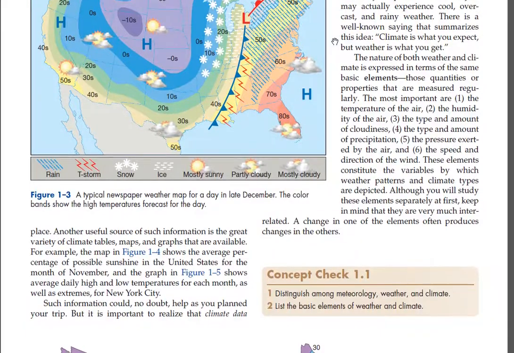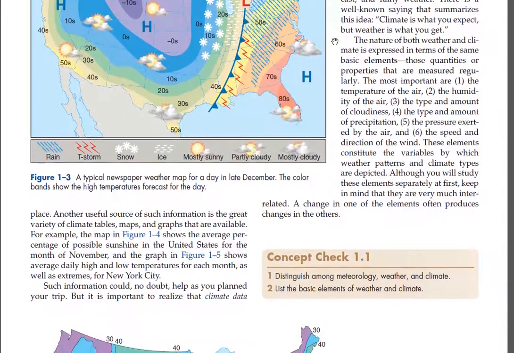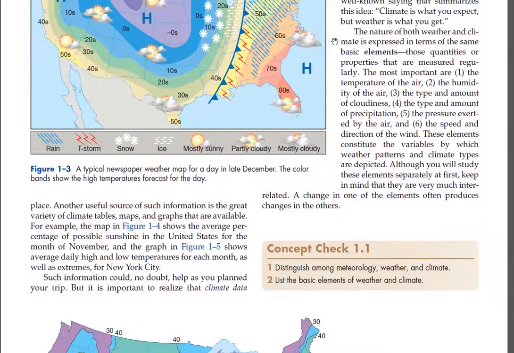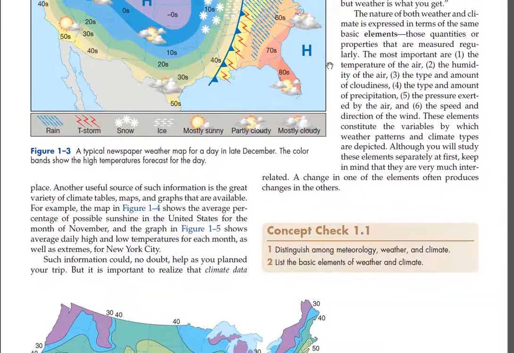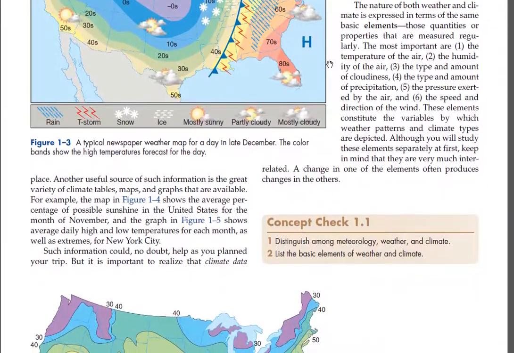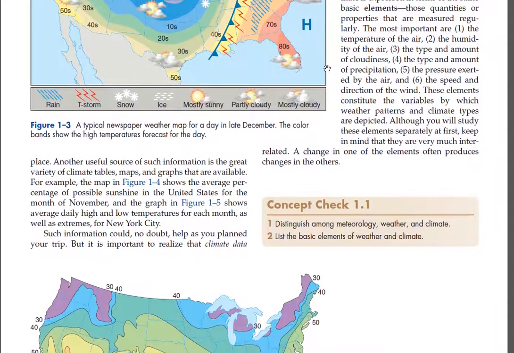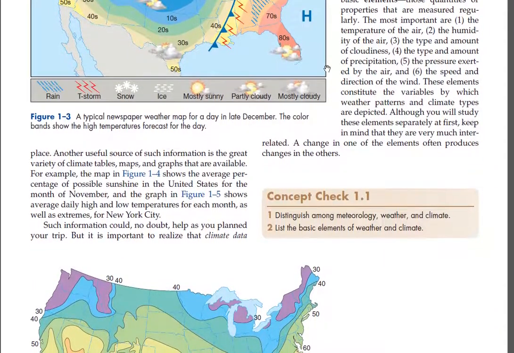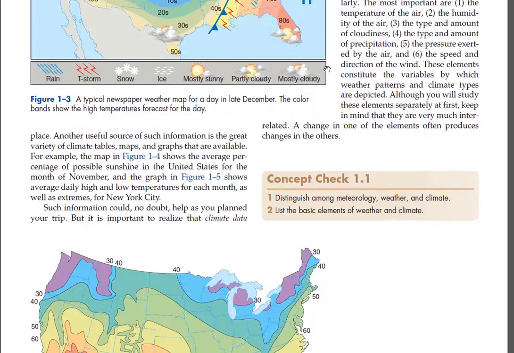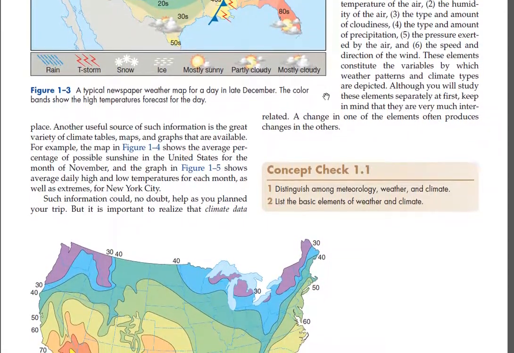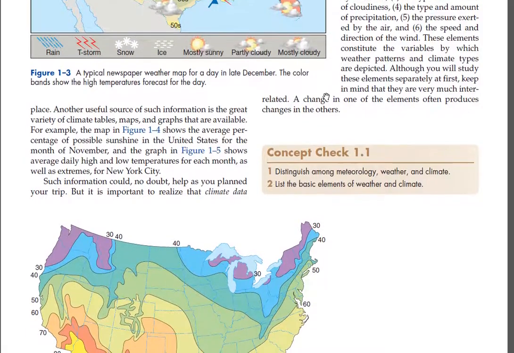The nature of both weather and climate is expressed in terms of the same basic elements, those quantities or properties that are measured regularly. The most important are: 1. The temperature of the air, 2. The humidity of the air, 3. The type and amount of cloudiness, 4. The type and amount of precipitation, 5. The pressure exerted by the air, and 6. The speed and direction of the wind. These elements constitute the variables by which weather patterns and climate types are depicted. Although you will study these elements separately at first, keep in mind that they are very much interrelated. A change in one of the elements often produces changes in the others.